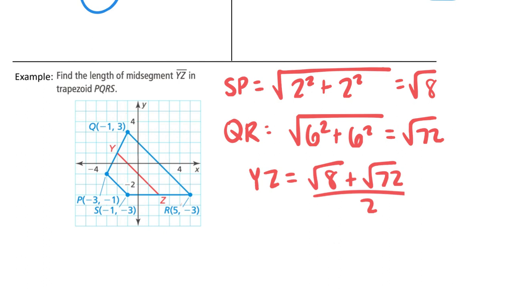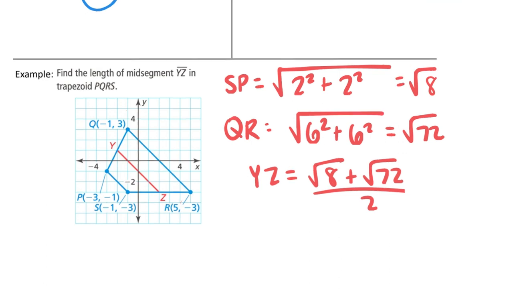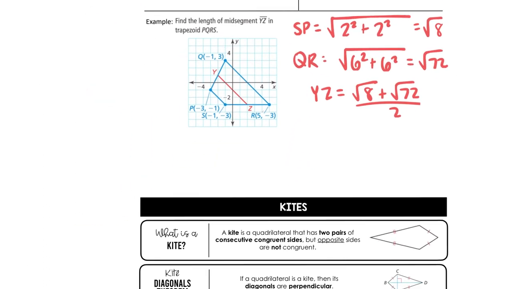So I'm just going to let you type them in the calculator. Make sure if you're going to type it all at once, it's got to look exactly like that. You might want to do it in more than one step. Take the square root of 8, write it down. Take the square root of 72, write it down. Add them together and divide by 2. And that's going to give you the length of YZ. I will upload it later with an answer.